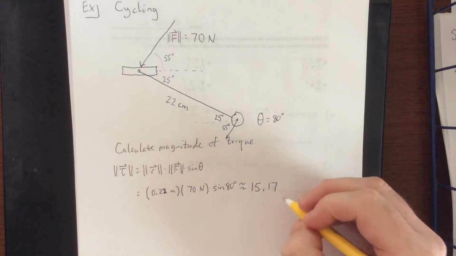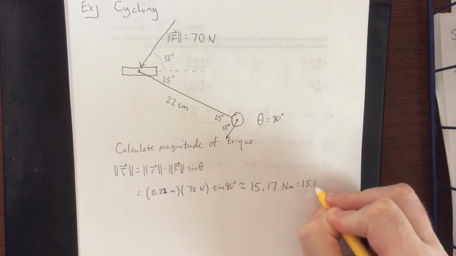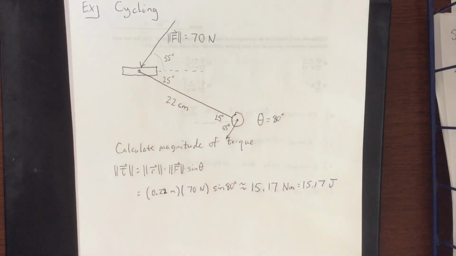Multiply a newton times a meter, and you've got yourself a newton meter, or about 15.17 joules. Keep track of those units. Real world problems require real world numbers and units, however that meme goes.